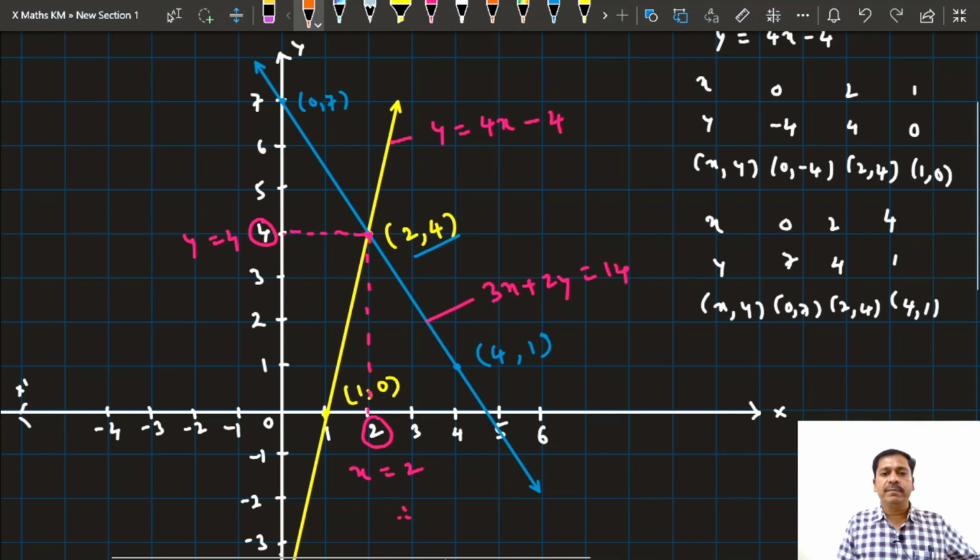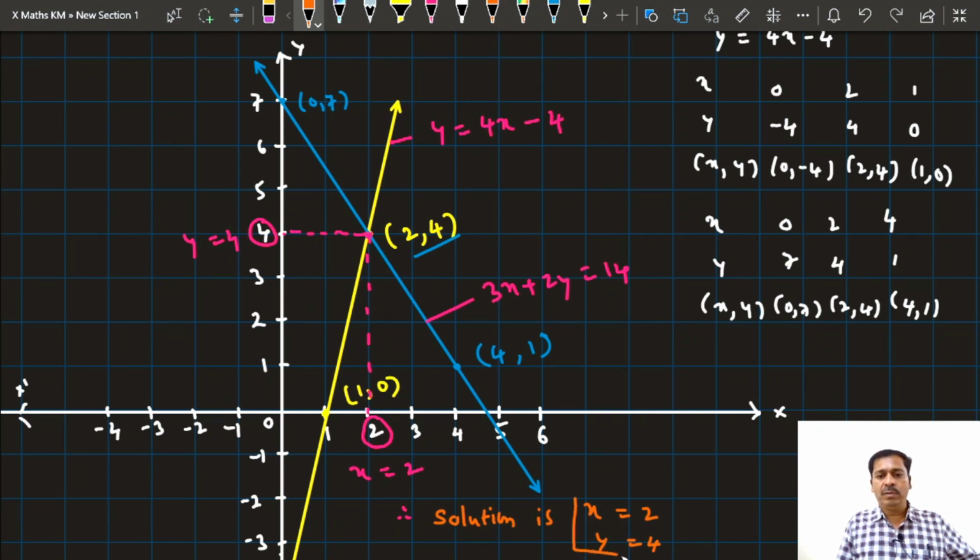Therefore the solution of the system of linear equations by the graphical method is x is equal to 2 and y is equal to 4. So this completes the solution for this example. So this is what the graphical method is. I hope you followed the steps. If you have any confusion, just see the video once again.